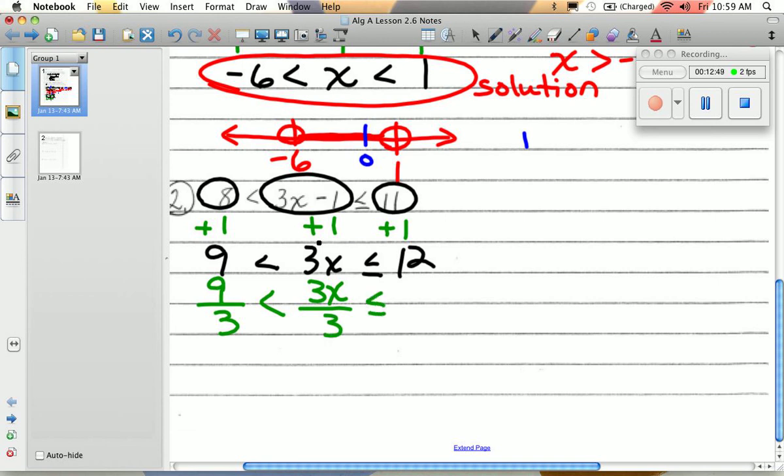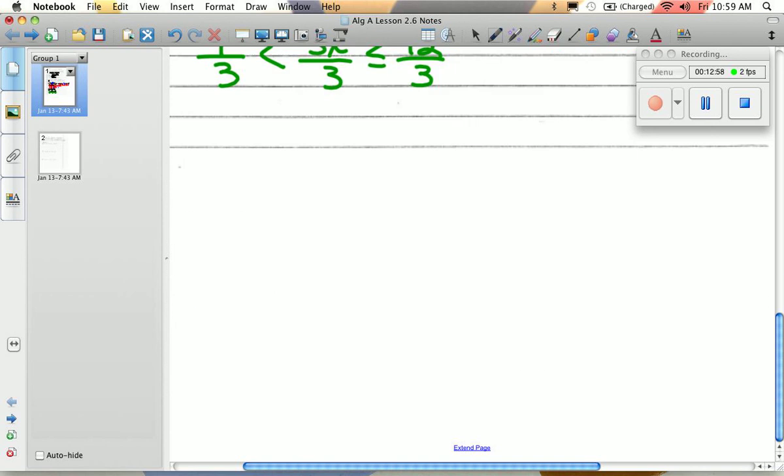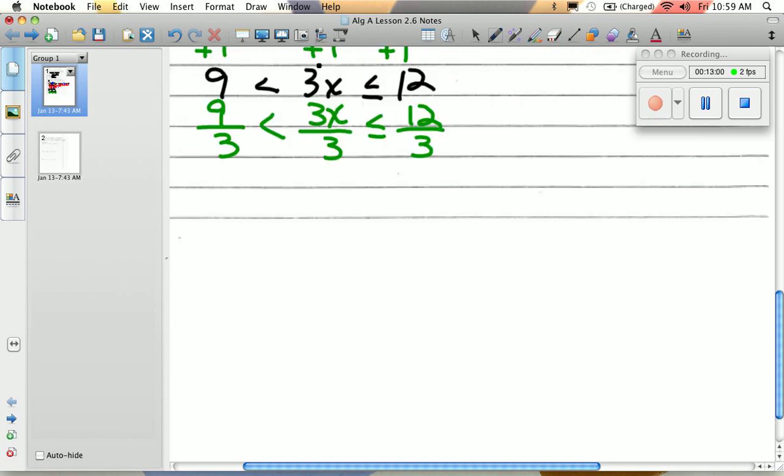Is less than or equal to 12, which is going to get divided by 3. So all 3 regions now get divided by 3. And what's 9 divided by 3? 3 is less than x. These cancel out. Is less than or equal to 4.